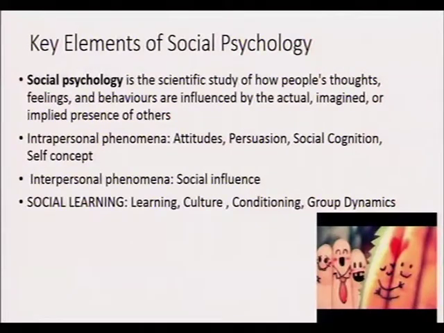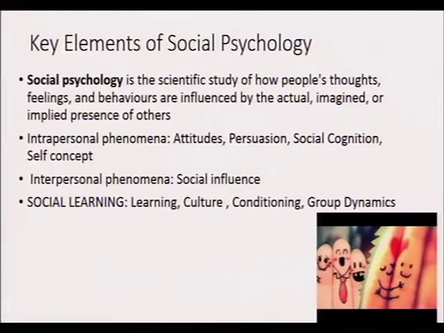Now there is another phenomenon, two kinds of phenomena when it comes to social psychology. There is the intrapersonal phenomena, and then the interpersonal phenomena. The intrapersonal phenomena is looking at the attitude that you have towards others, persuasion, the social cognitive. How do you perceive? How do you look at other people? How do you look at society? Self-concept. How do you look at yourself? What is your self-worth, your self-identity?